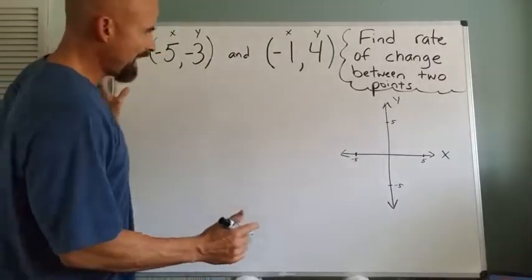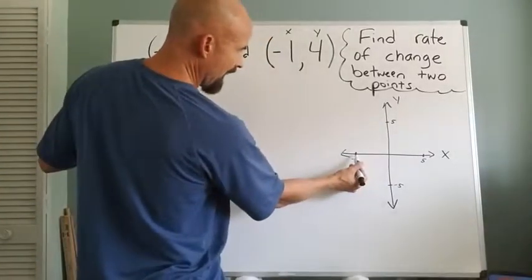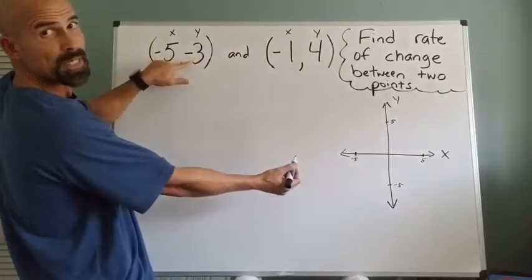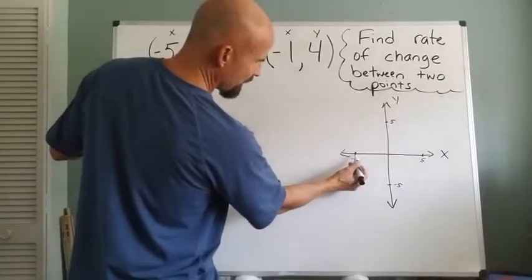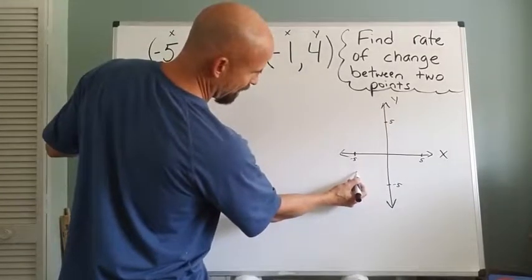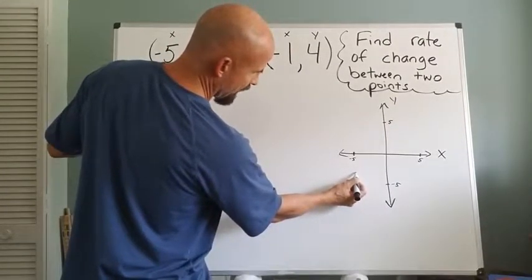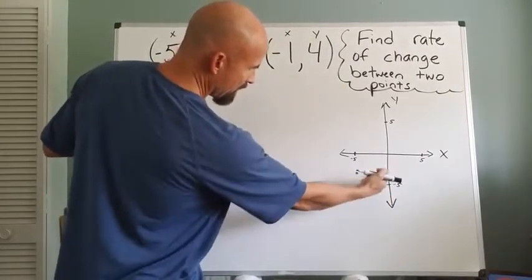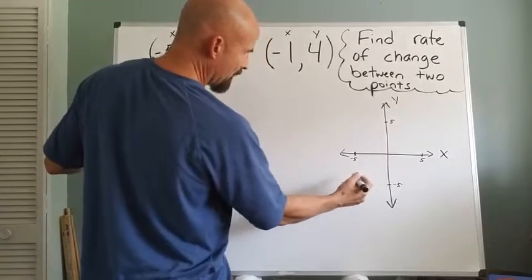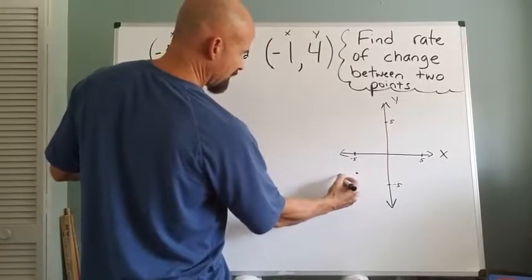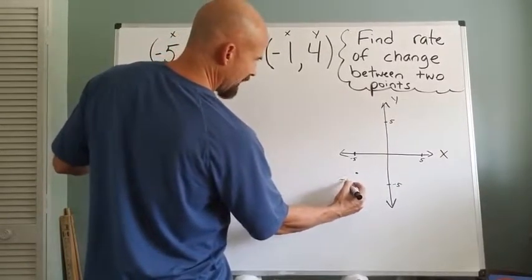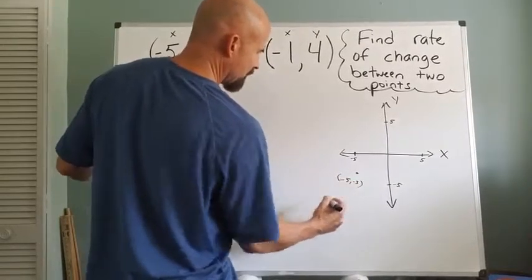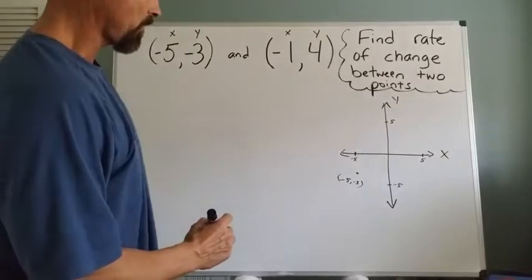So -5, -3. Clearly -5 would be right here for my x value, and then I need to go down to my -3 value, probably about here. That would be 1 point, because if -5 is all the way down there, -3 would be somewhere in there. So that's one of my points. That's -5, -3. Hopefully you can see small print on your screen or whatever you're looking at.